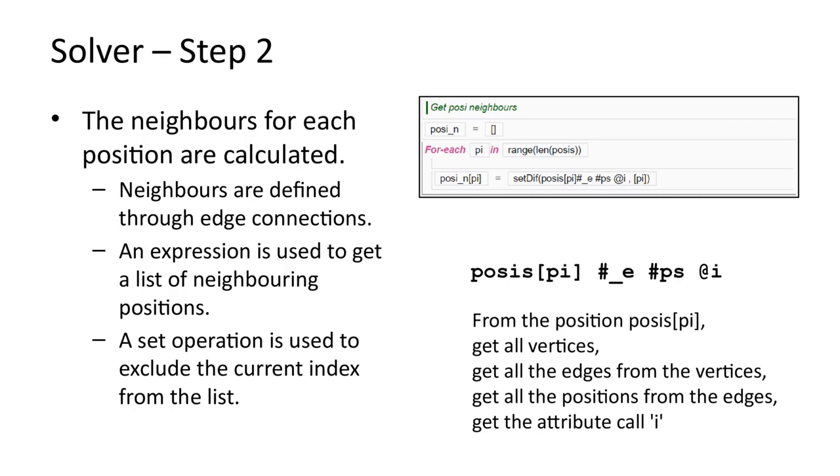In the minimize detours example, the neighbouring positions could change each time step. The neighbours were therefore recalculated each time. However, in this example, the neighbours never change. Neighbours can therefore be calculated one time and stored in a data structure for later retrieval. The data structure is simply a list of lists. Notice the expression that is used to navigate from one position, via a set of edges, to all neighbouring positions. In the expression, POSIS is a list of positions and PI is the position index.